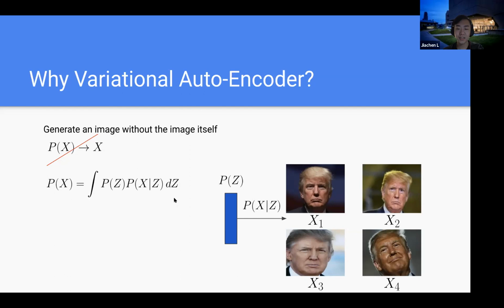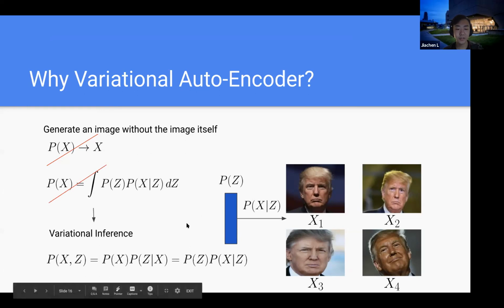The issue is that although Z is a low-dimensional vector, it is still effectively high-dimensional, because dz here can be written as dz1, dz2, until dzk. So computing this integral is still time-consuming. The variational autoencoder will resolve this issue.